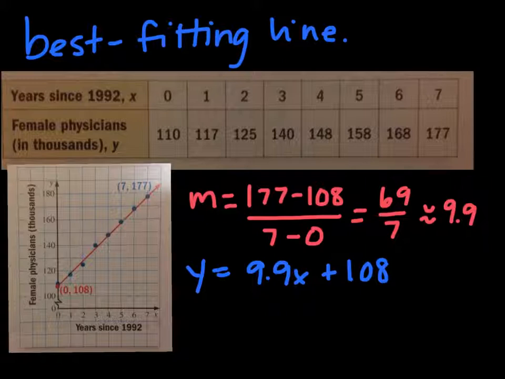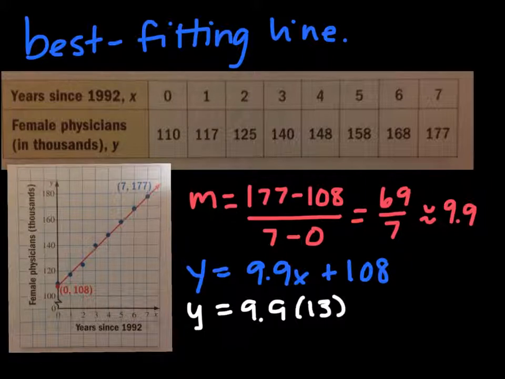The final part of our problem was to predict the number of female physicians that will be in the United States in 2005. So let's work that out. Note that 2005 minus 1992 equals 13. So 2005 is 13 years after 1992. So all we have to do is calculate y when x equals 13, because x is our number of years. So y equals 9.9 times x, which is 13 in this case, plus 108. Now we simply multiply and solve.